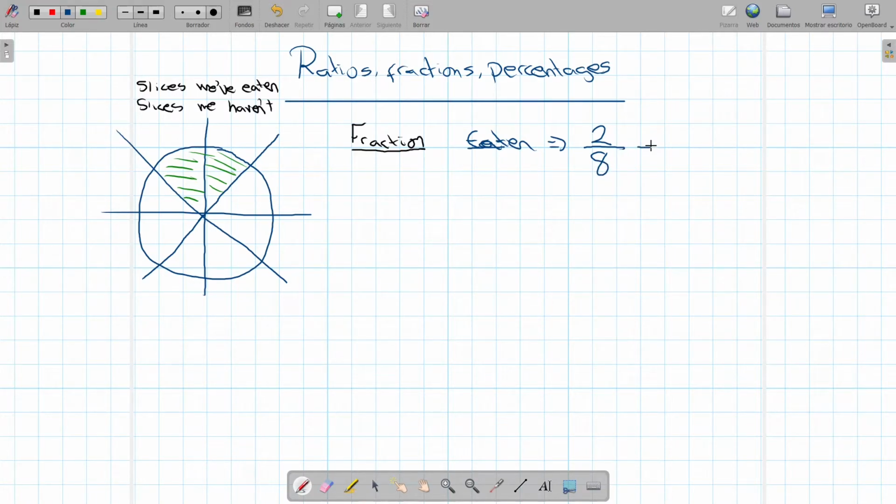Fractions, ratios, and percentages all have to be simplified, so this would be 1/4. So we have eaten 1/4 of the pizza. Not eaten, again, would be 1, 2, 3, 4, 5, 6. So we have not eaten 6 slices out of the whole, which is 8. If we simplify, that's 3/4. So we have not eaten 3/4 of the pizza.